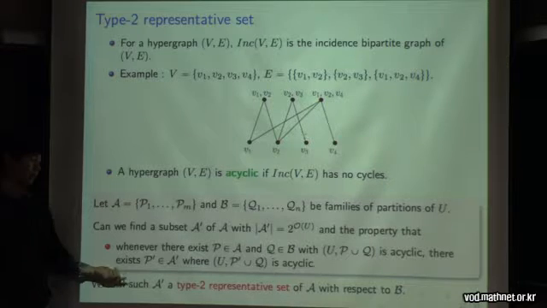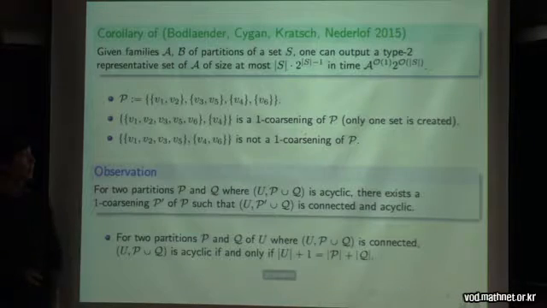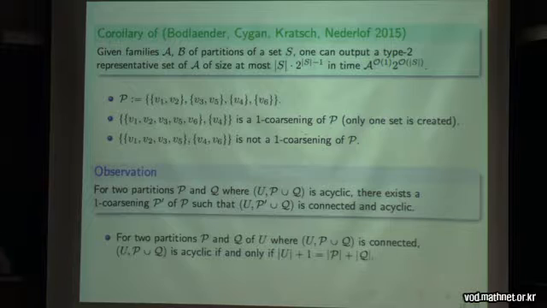And then we call this a type 2 representative set. And this actually can be obtained as a corollary of the first result. So what I want to do is relate the acyclicity of this hypergraph to the sum of two partitions being the whole thing.